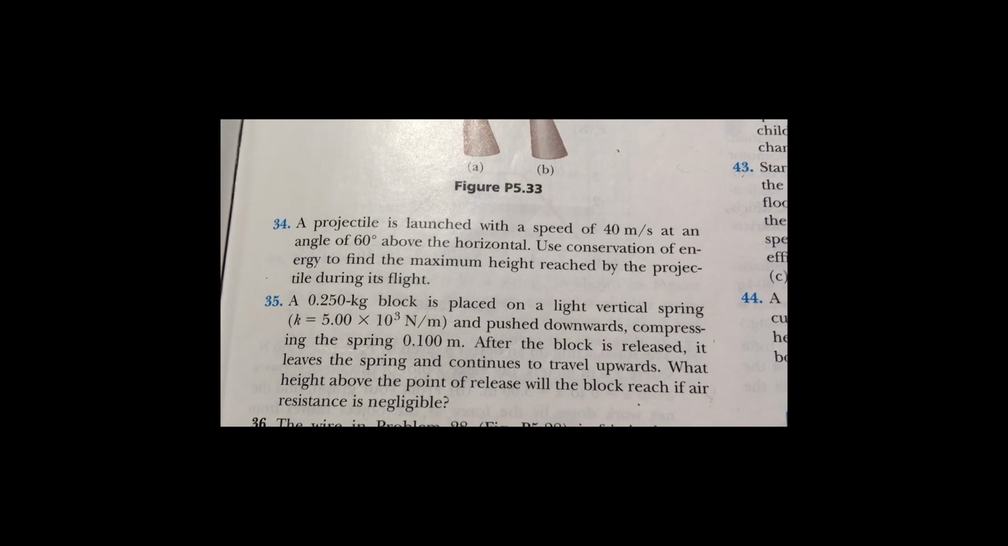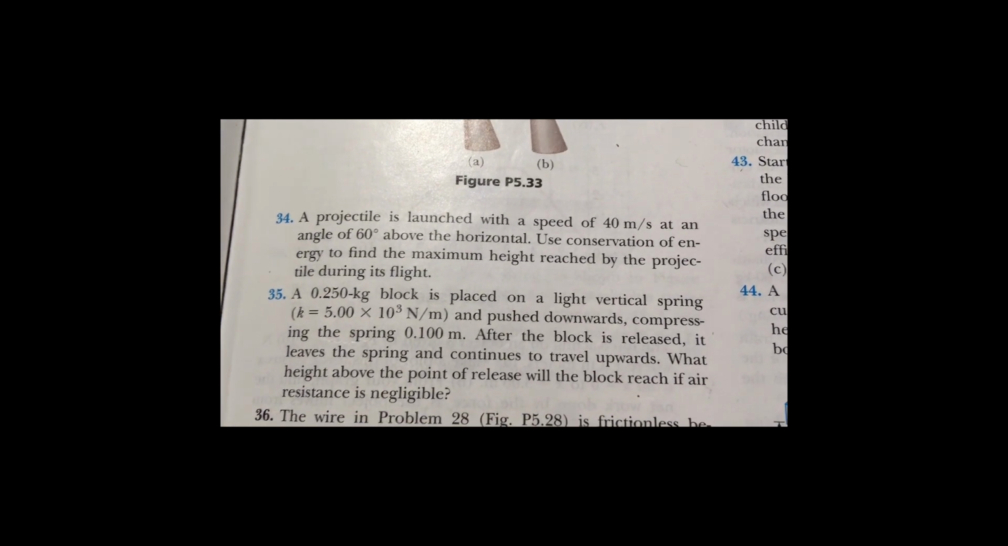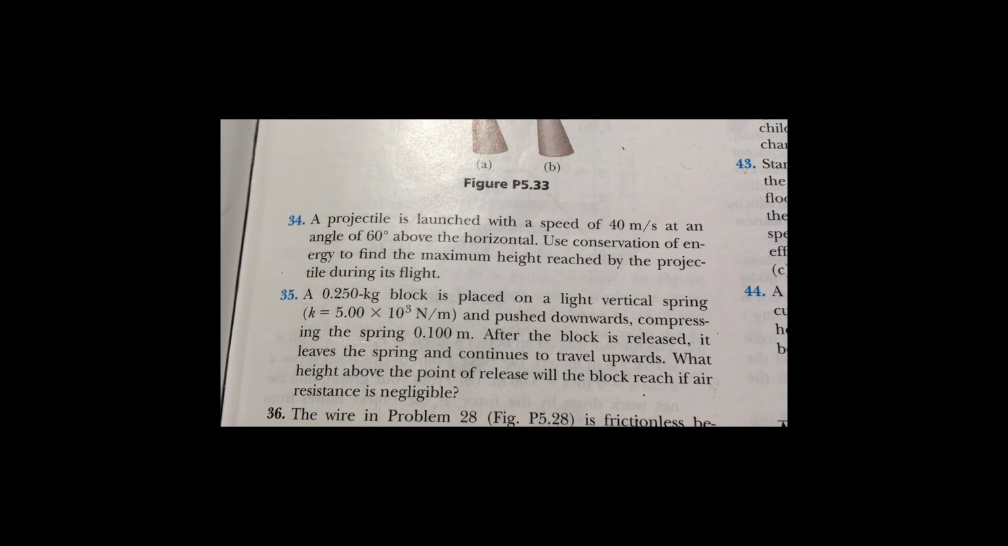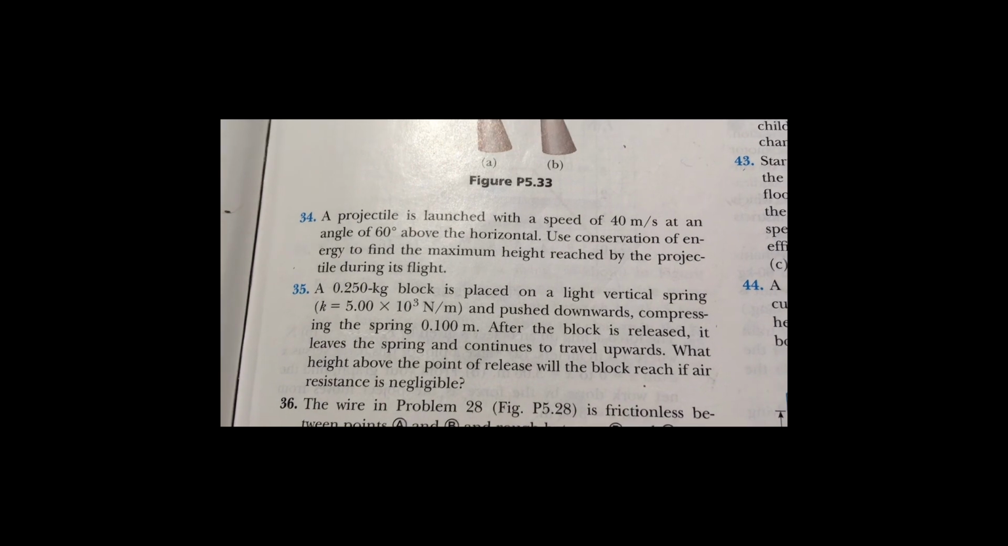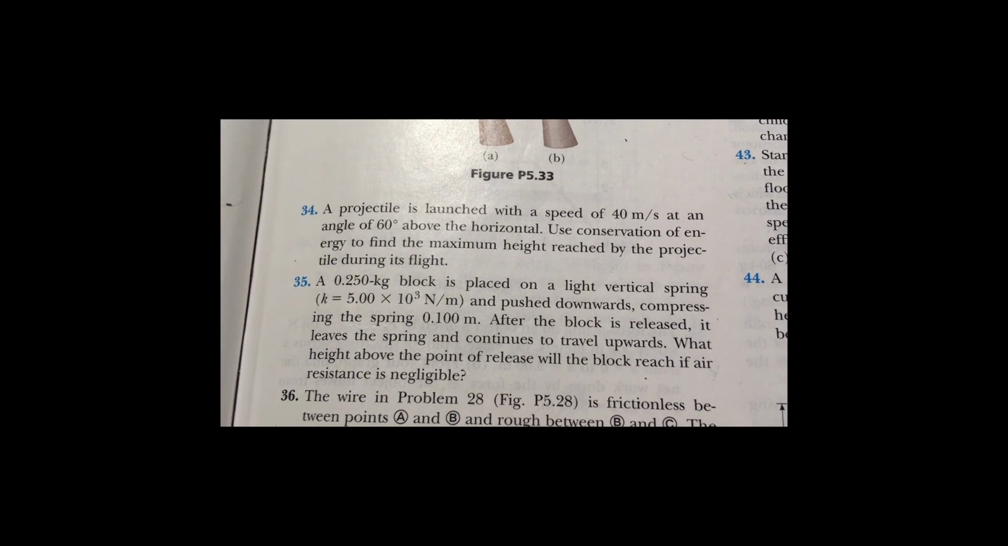A projectile is launched with a speed of 40 meters per second at an angle of 60 degrees above the horizontal. Use conservation of energy to find the maximum height reached by the projectile during its flight.